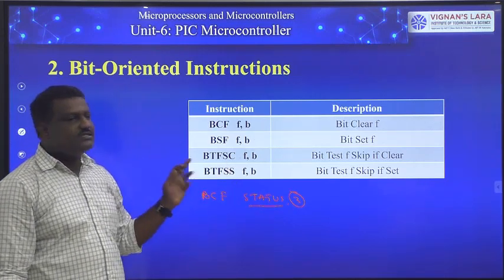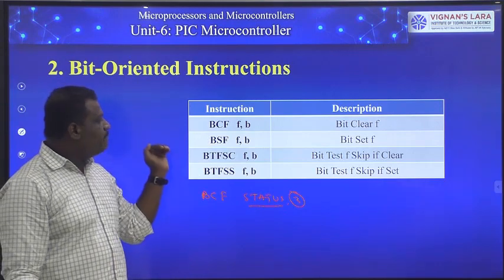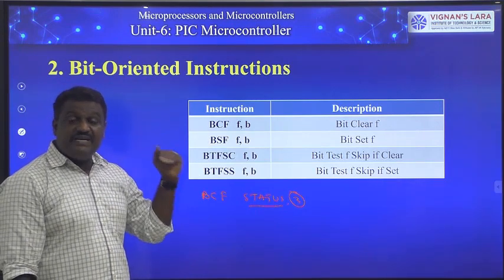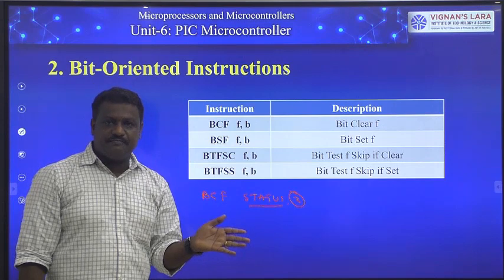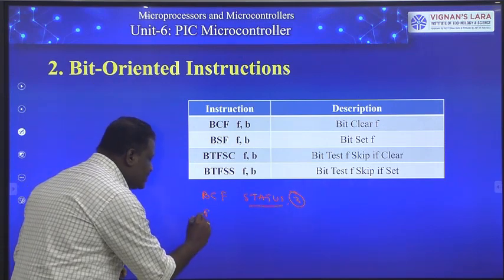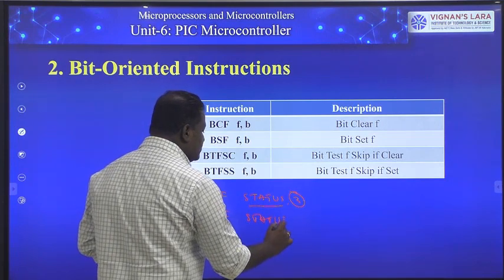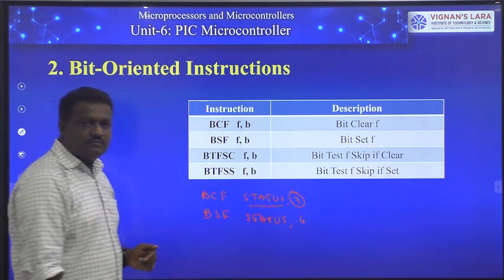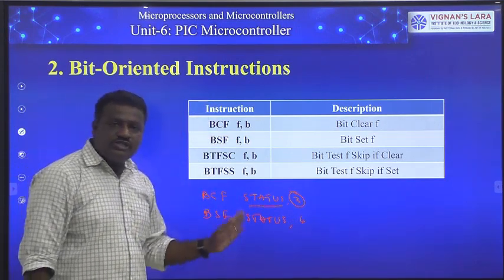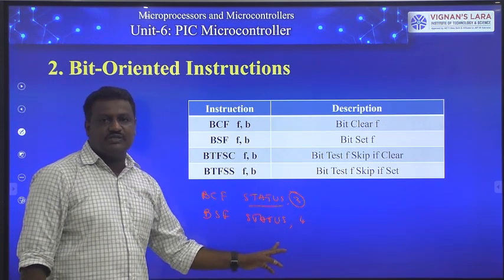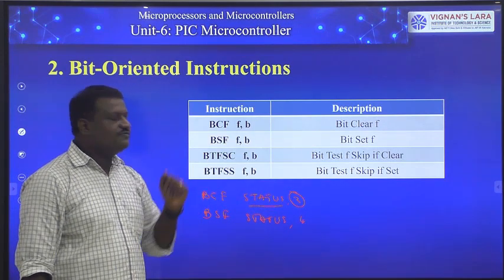Opposite to this one is the next, BSF, which means bit set of file register F. So if I write an instruction BSF STATUS, 4, that means I am going to set bit 4 of the status register. So that is the meaning of this.